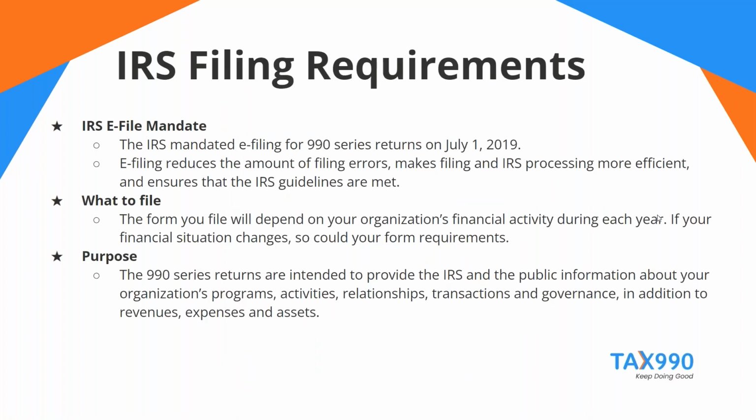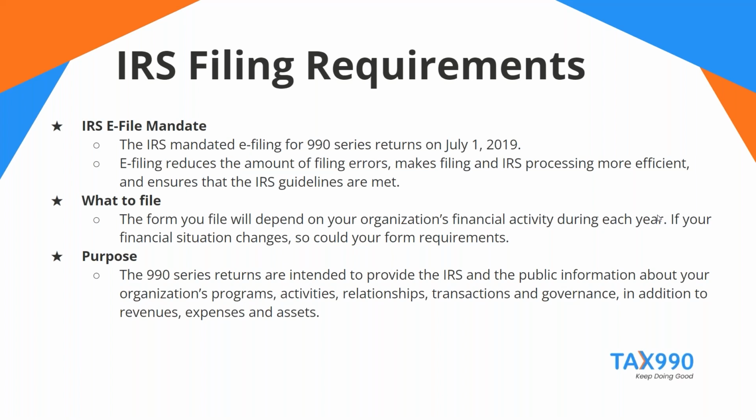The IRS mandated e-filing for the 990 series returns on July 1st of 2019. This means you're no longer able to paper file a return; you have to use an IRS authorized e-file provider. We'll talk more about that in a little bit. If the organization paper files a return, the IRS will send it back and request the form be e-filed. This will cause the return to be submitted late, and you could risk accruing penalties.